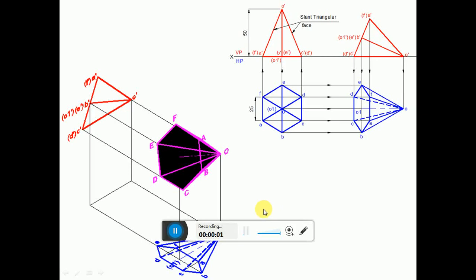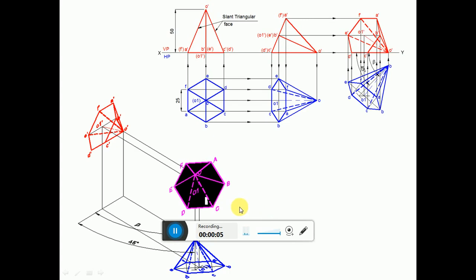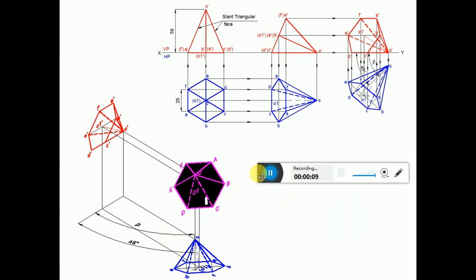Now, continuation from the 133 problem. Now, the axis is inclined to VP at 45 degrees. So here, when this slant triangular face, that is O dash, C dash, D dash, is resting on HP, then the axis, which is O dash, O1 dash, becomes inclined to HP.